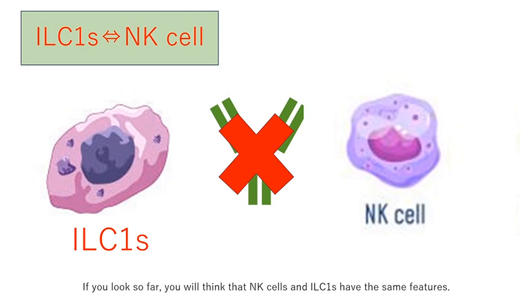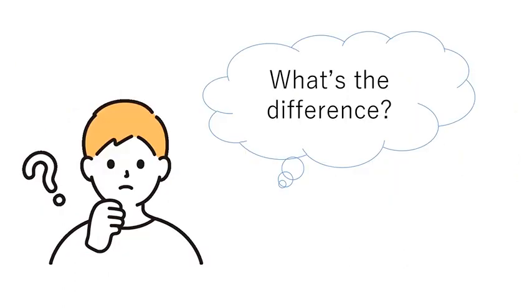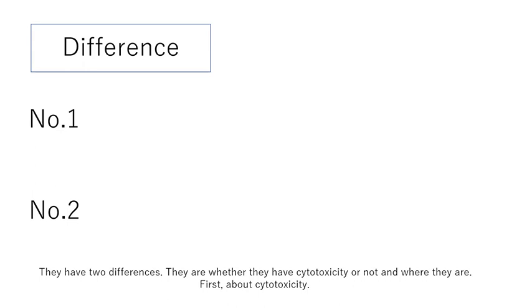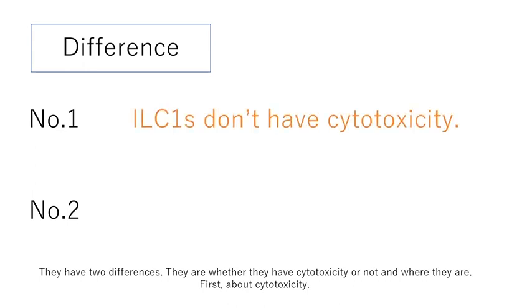If you look so far, you will think that natural killer cells and ILC1s have the same features. What is the difference between natural killer cells and ILC1s? They have two differences. They are whether they have cytotoxicity or not, and where they are. First, about cytotoxicity.